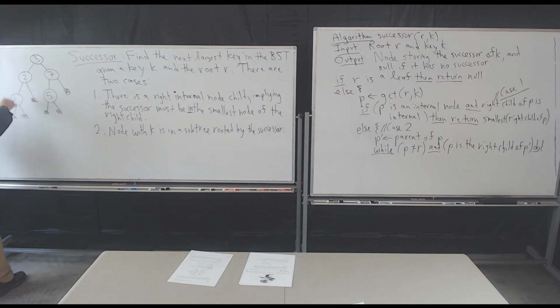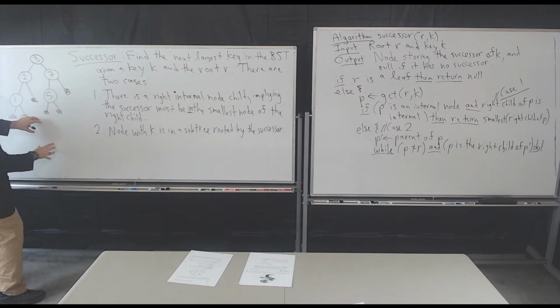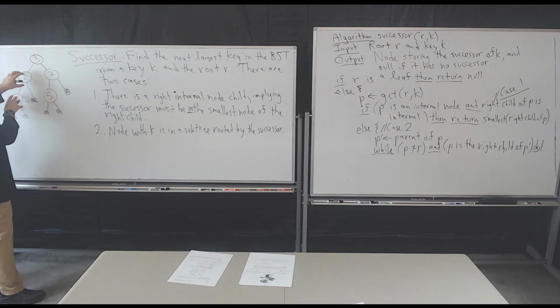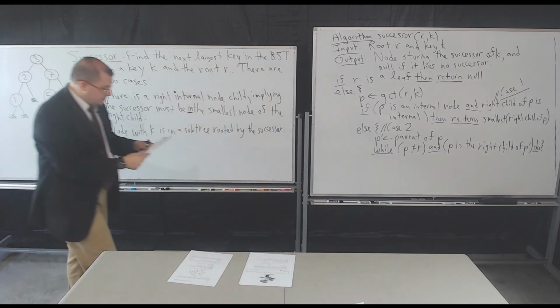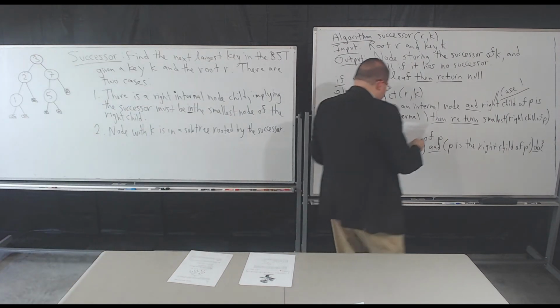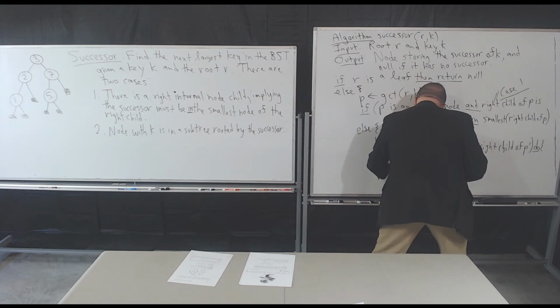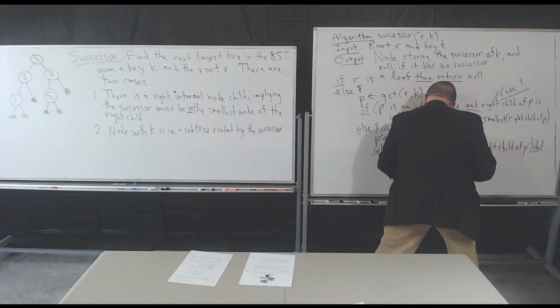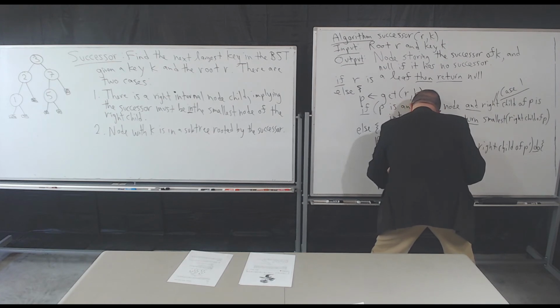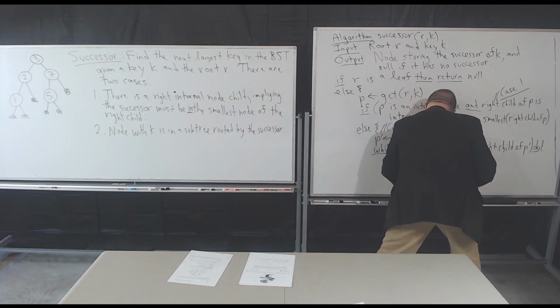However, you have to imagine P prime's here, P's here, and I work my way up, and then there's going to be a switch that happens like this. As soon as P is no longer a right child of P prime, then we know where the successor is. It's P prime, right? So P is going to be assigned P prime, and then I'm going to say that P prime is now the parent of P.